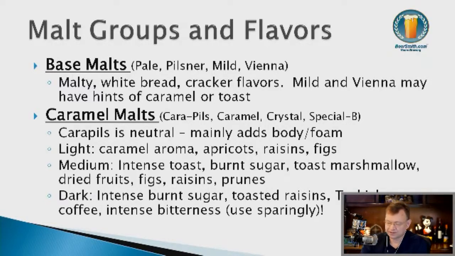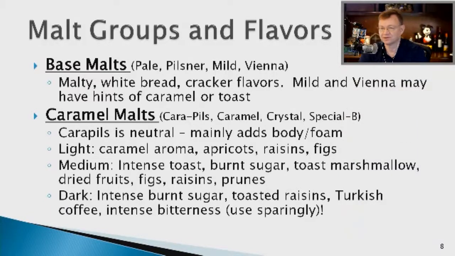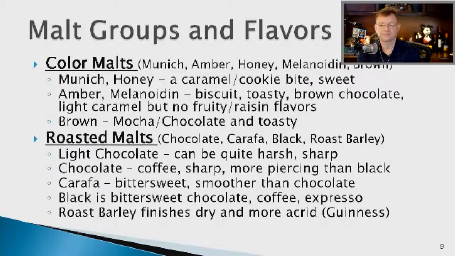And then, of course, when you get to the dark malts, including all the way up to Special B, and this includes like 60, 80, 100. Special B is about 120 Lovibond. Now you're in this harsh zone. You have to worry about the intense burnt sugar flavors, the toasted raisins, the Turkish coffee. If you use too much, you get burnt marshmallow, burnt toast, other flavors out of it. So you want to use those sparingly.